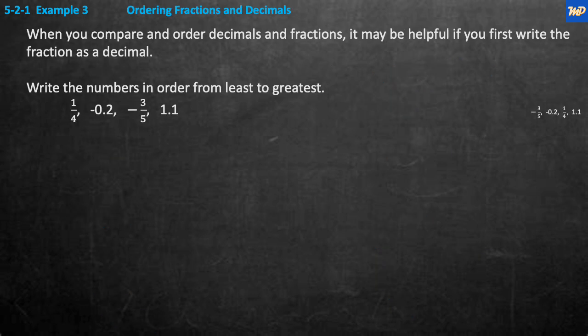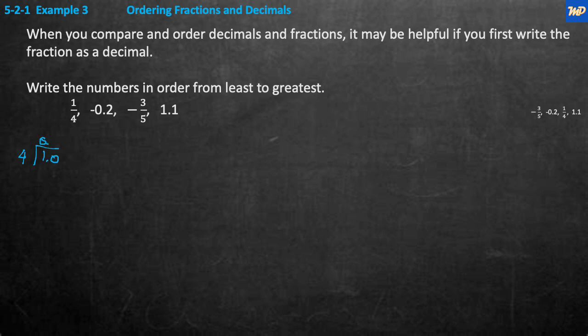Okay, for example 3, it's ordering fractions and decimals. So when you compare and order decimals and fractions together, it may be helpful to first write the fractions as a decimal. So write the numbers in order from least to greatest. Well, the first number we have is a quarter. To write 1/4 as a decimal, we're going to take 1 and divide it by 4. We're going to put a decimal point here. We're going to put a 0 here. 4 goes into 1. Nope.